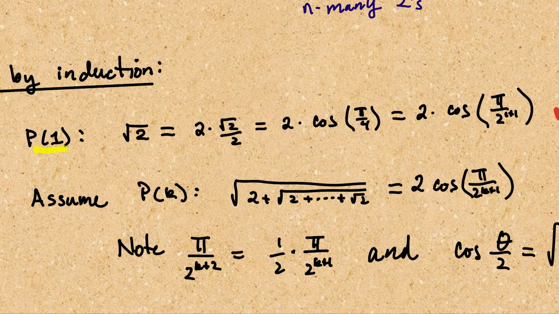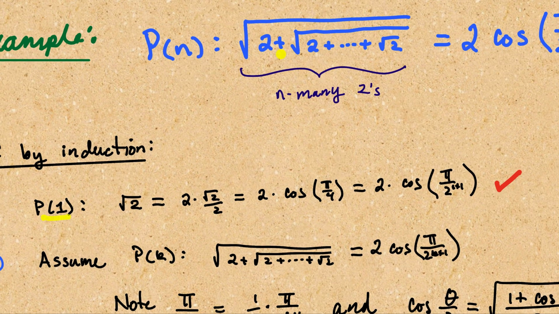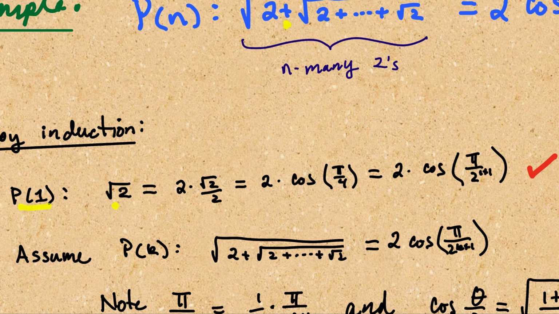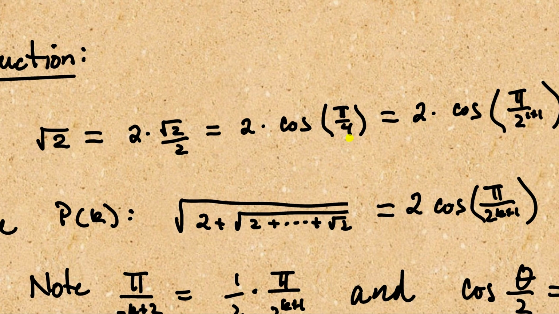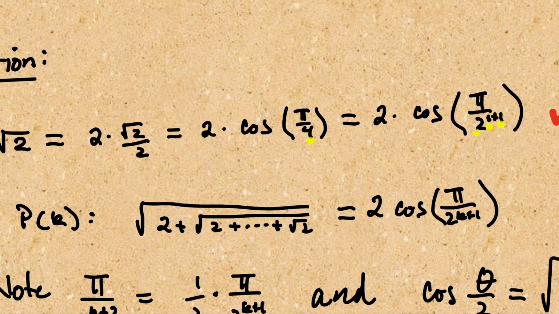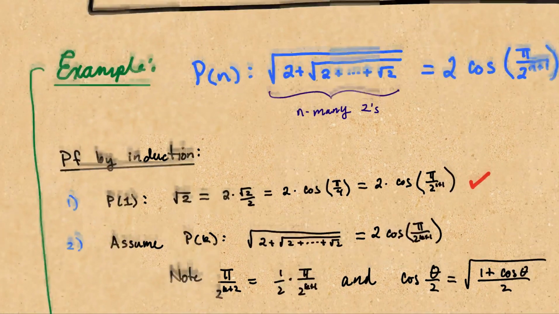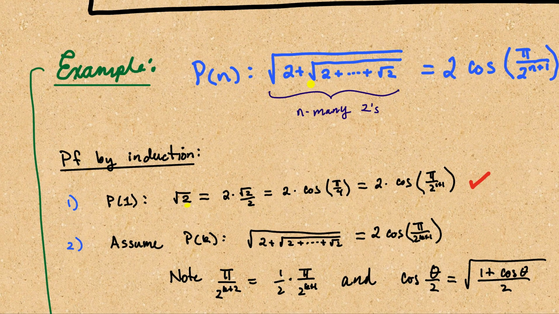So P of 1, we're going to have 1 copy of 2 on the right-hand side. So that's rad 2, but rad 2 can be written out as 2 times rad 2 over 2. Rad 2 over 2 is the same thing as cosine of pi over 4, and 4 is the same thing as 2 raised to the 1 plus 1. Thus, we have a single 2 on the left, and we have 2 times cosine of pi over 2 raised to the 1 plus 1. Check mark on the base case.